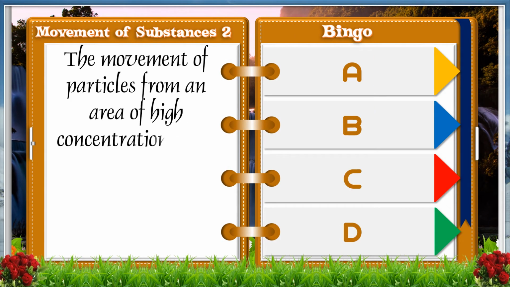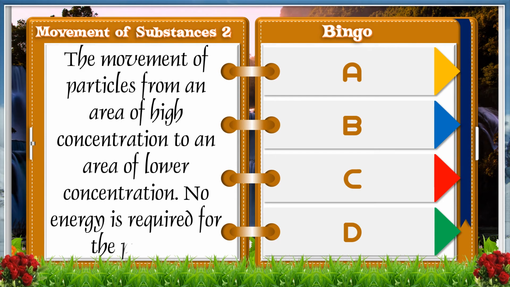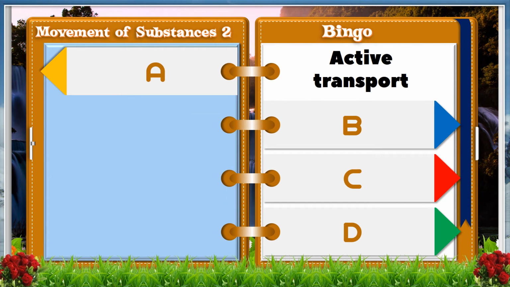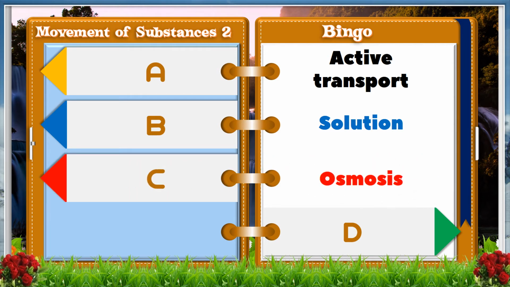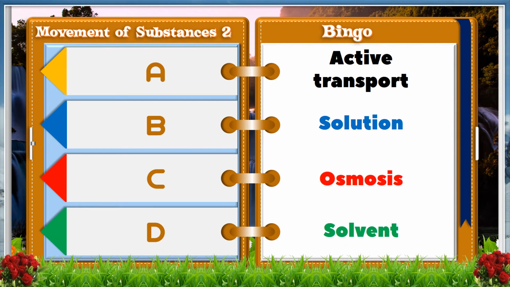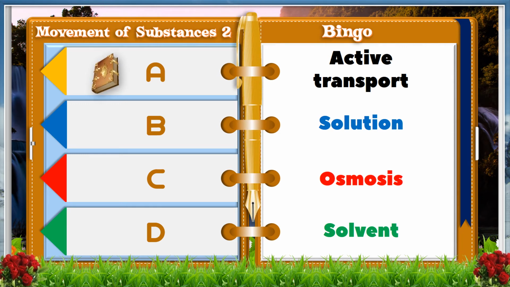The movement of particles from an area of high concentration to an area of low concentration. No energy is required for the process. A. Active transport. B. Solution. C. Osmosis. D. Solvent. And the answer is A. Active transport.